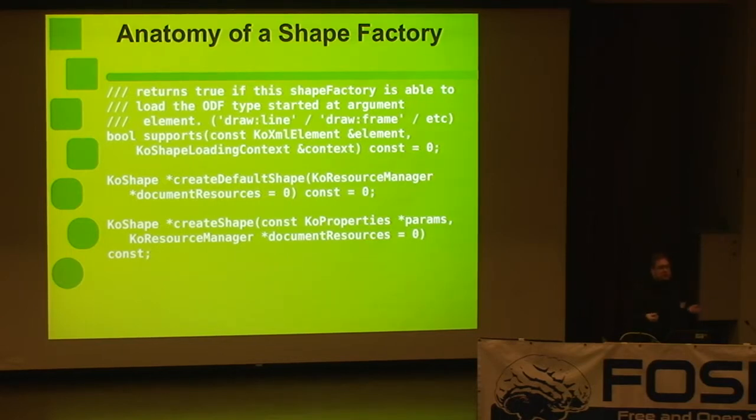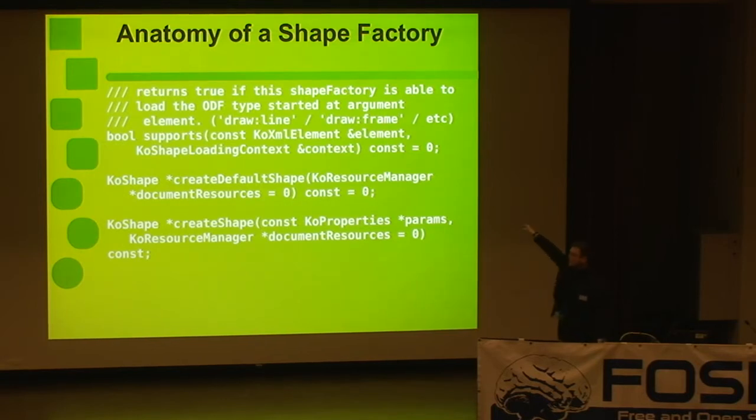Because you don't know when you start out which shapes you will have, which shapes you will need. Shapes are plugins. In order to make it possible for the system to find which shape to load for which part of Open Document, we have this support function in a shape factory. The shape factory will create shapes.